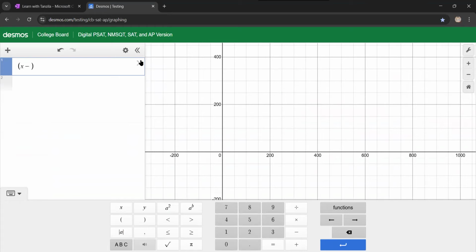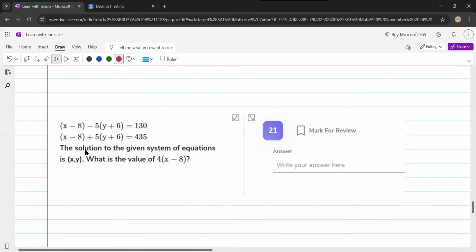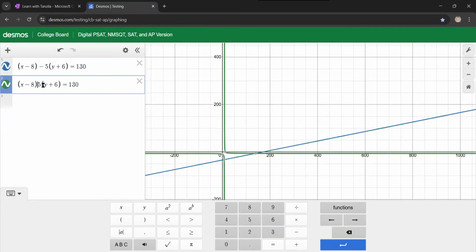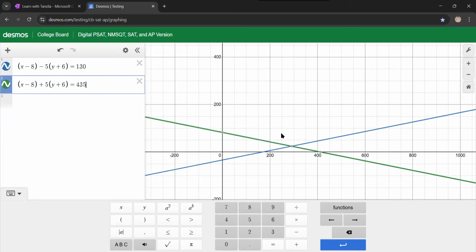X minus 8, minus 5 times y plus 6, equals 130. I'm going to copy the same equation because the other equation is very much similar, with the difference that here you have a plus and you have 435. Here I have a plus and here I have 435.